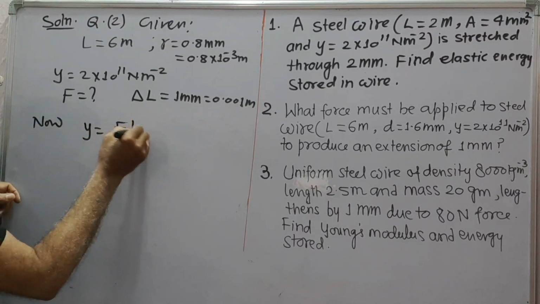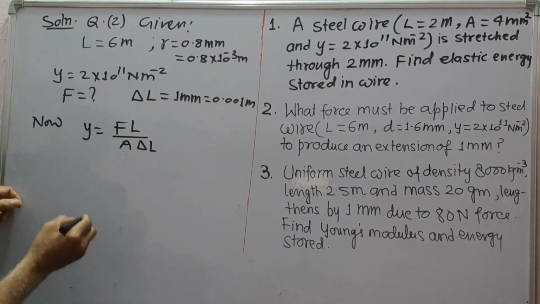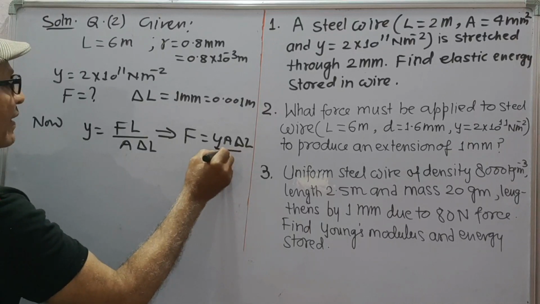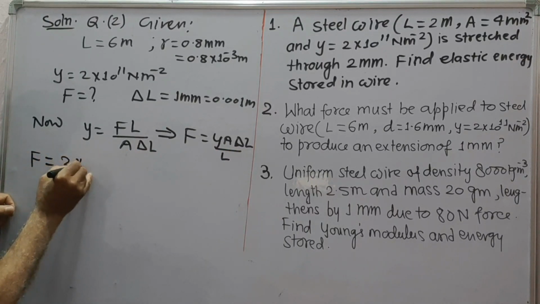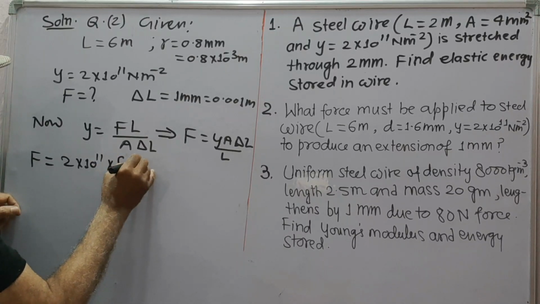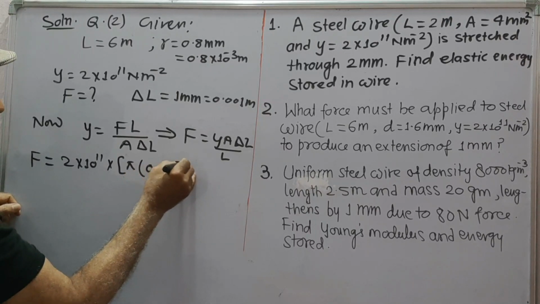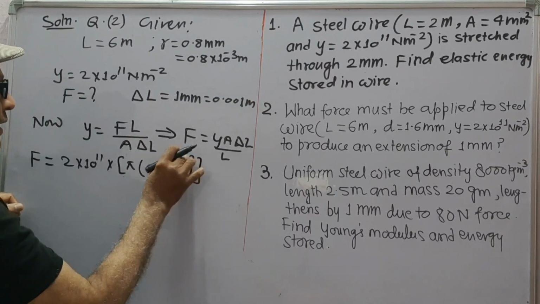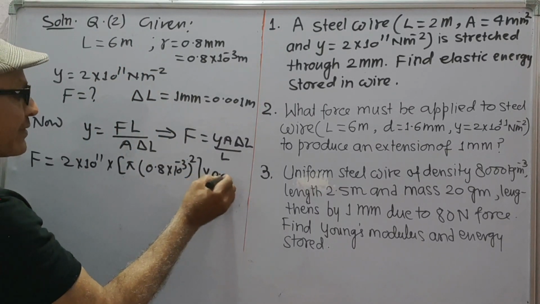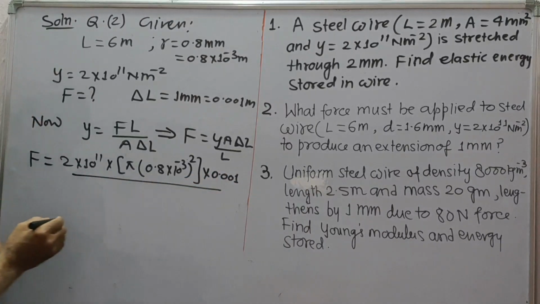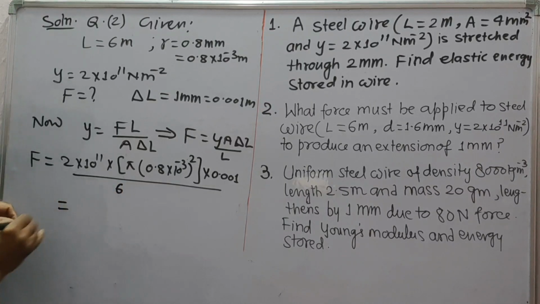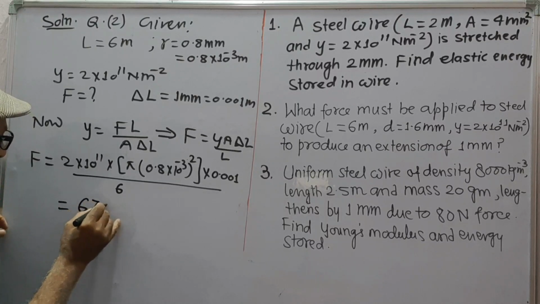Now Y is equal to F L upon A delta L. Therefore F will be equal to Y A delta L divided by L. F will be equal to Y is 2 into 10 to the power 11, A is pi r square, pi into 0.8 into 10 to minus 3 square, into delta L is 0.001 upon L. L is 6, which gives the required force as 67.2 Newton.